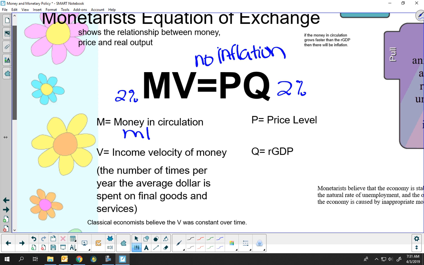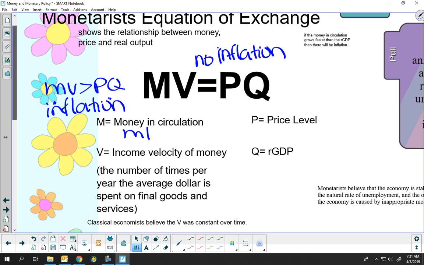If ever one side grows faster than the other, there's going to be some problems with either inflation or deflation. So what do you think if MV was greater than PQ? Like there was more money supplied than our economy is growing, what are we going to have? Inflation. We're going to have inflation. And then if the other side is bigger, we're going to have deflation. So if money supply basically can't keep up with our growing economy, then we're going to have like deflation, which is a really bad thing.